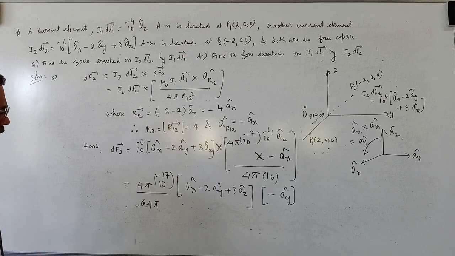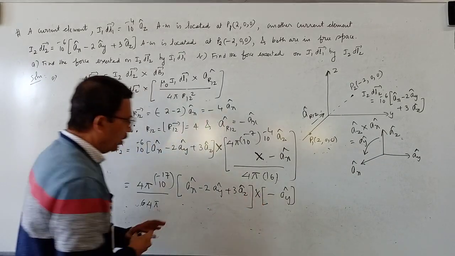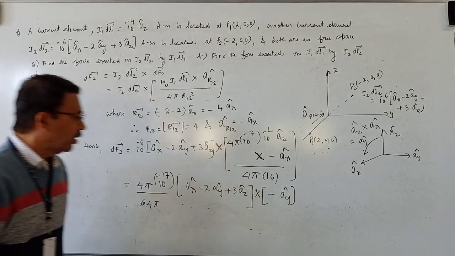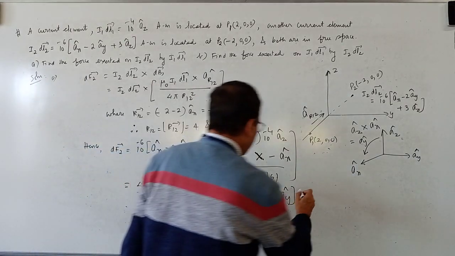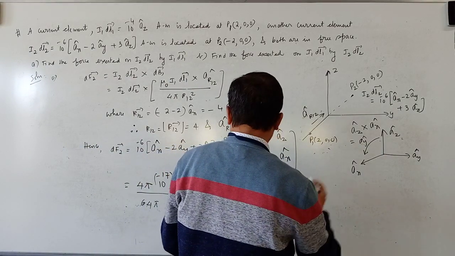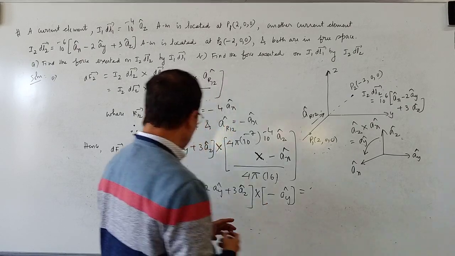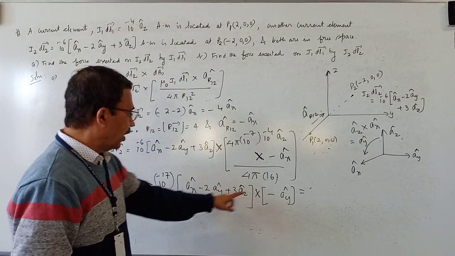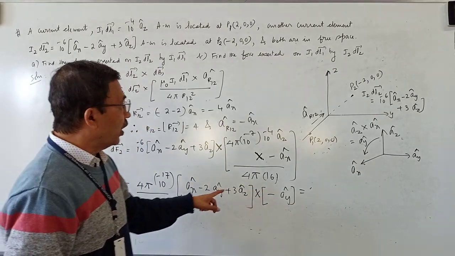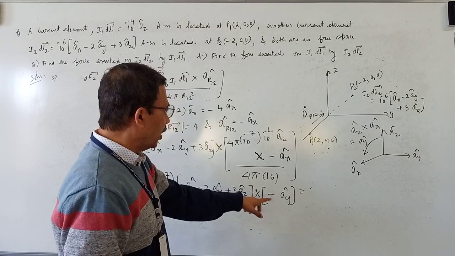Now again we do this. There is a cross product here. Two vectors are involved. You can use determinants. So this becomes AX cap cross AY cap, which is AZ cap. AY cap cross AY cap is 0. What is AZ cap cross AY cap? It is nothing but minus AX cap.